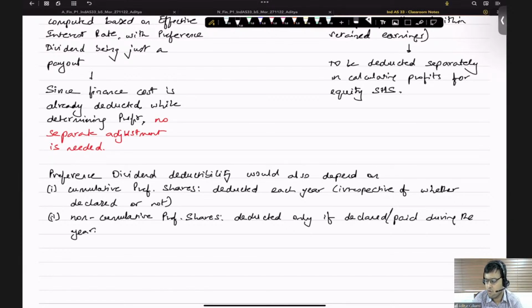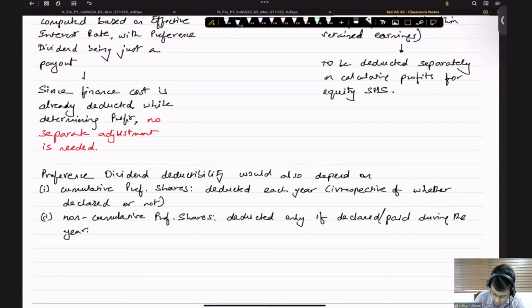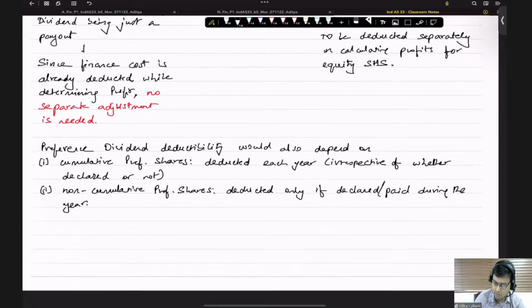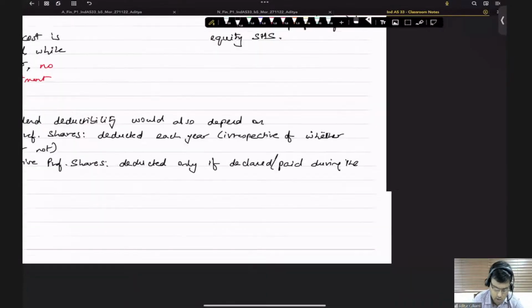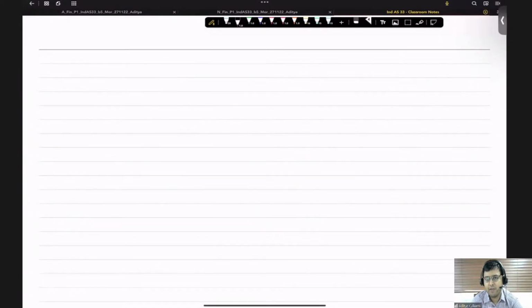Then we move on to the last part and then let us proceed to Ind AS 102, that incremental borrowing and all is left, no? So I want incremental value in case of modifications. I want to do just one question to give you comfort. So that takes care of preference dividend. We then move on to the next one.